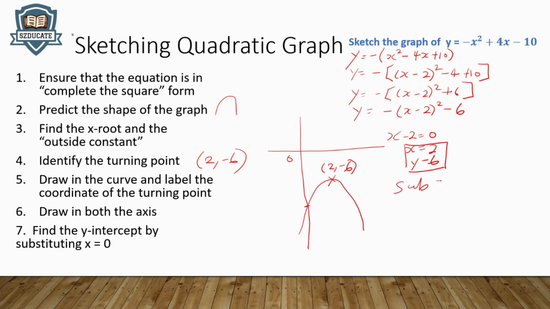Find the y-intercept by substituting x equal to 0. So same thing. Sub x equals 0. So y equals 0 plus 0 minus 10. So it's minus 10.